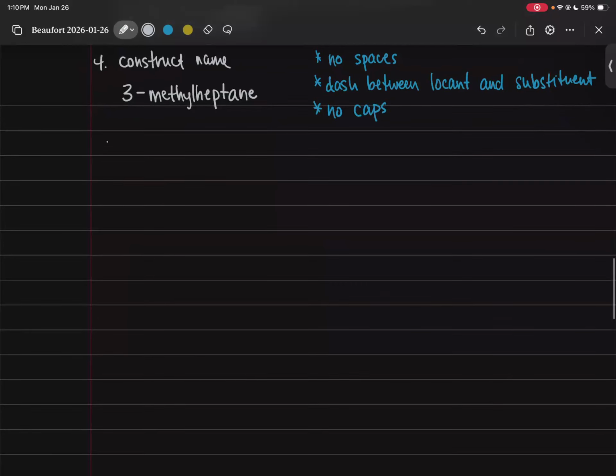So now let's look at some issues that can and will arise when you're doing these names. So what about this? Okay. How many carbons are in the longest chain here? 7.